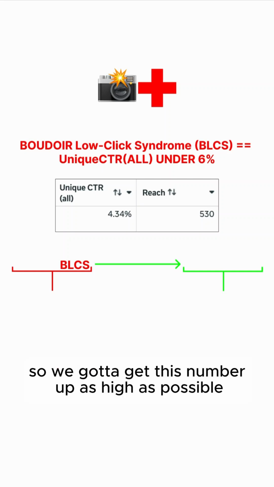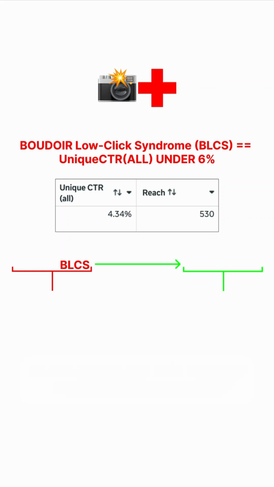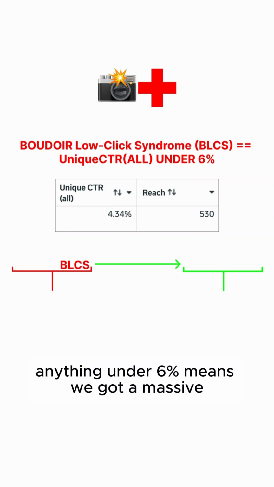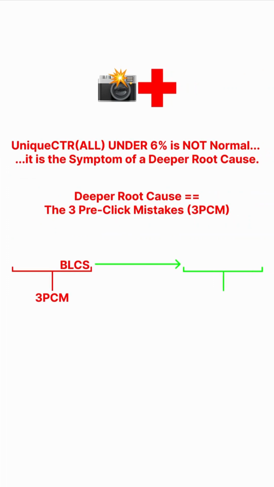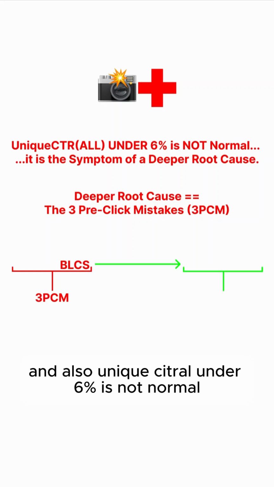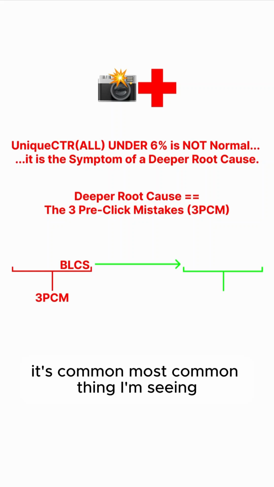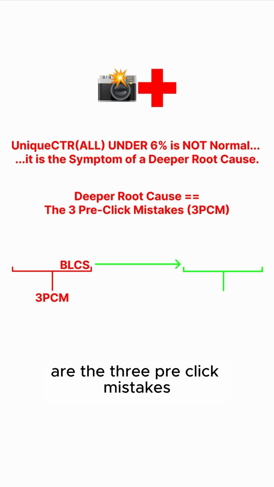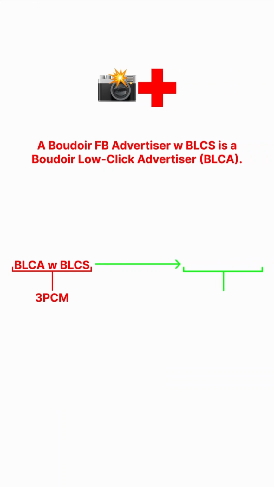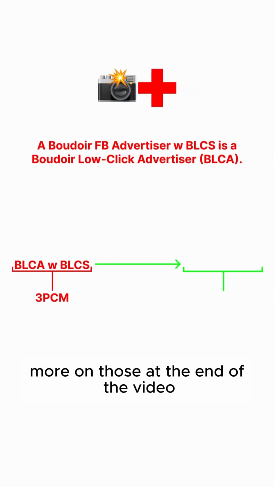So we got to get this number up as high as possible. That's the goal. Anything under 6% means we got a massive, massive, massive problem. And also, unique CTR under 6% is not normal. It's common, the most common thing I'm seeing, but it's a symptom of a deeper root cause. And the deeper root cause are the 3 pre-click mistakes. More on those at the end of the video.